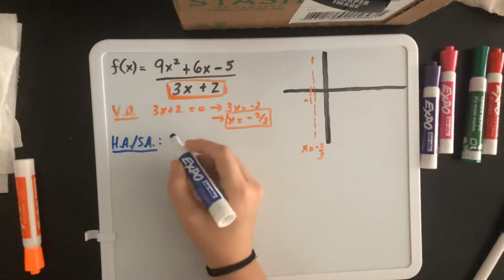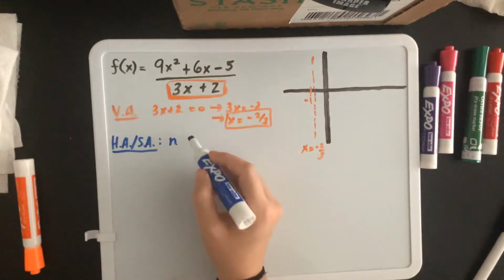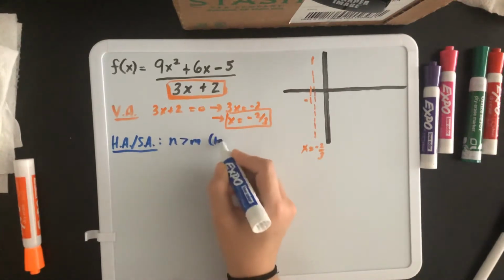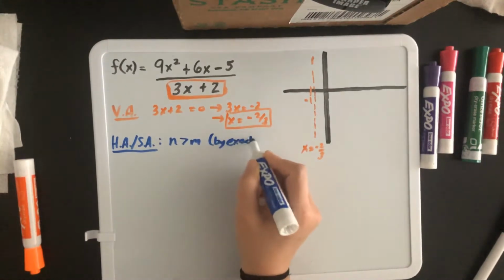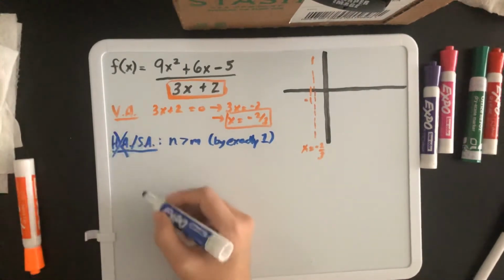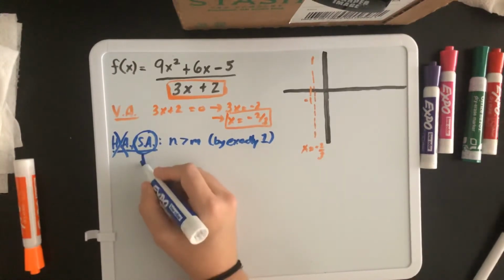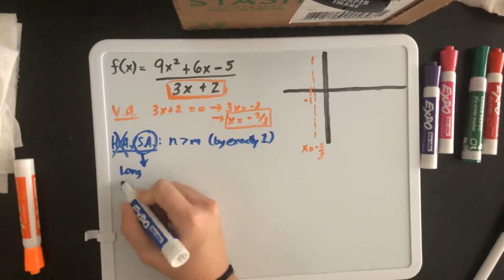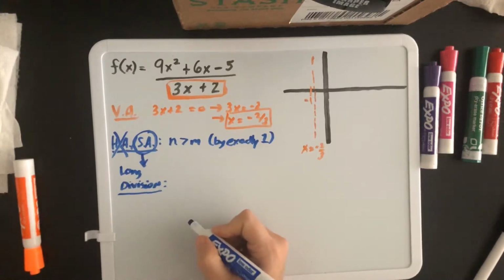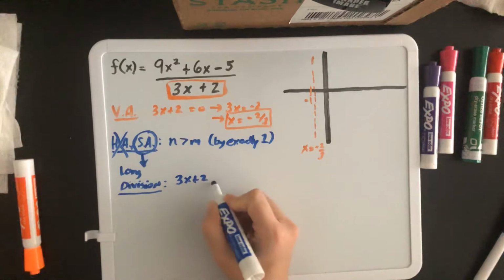The way I think I put this in the notes was n, the degree of the numerator, in this case is 2, and m, the degree of the denominator, is 1. So here n is bigger than m by exactly 1. If that happens, we do not have a horizontal asymptote, but instead we have a slant or oblique asymptote, and the way we find this is by long division. And I think I have an example in the notes and videos that you can watch if you need more practice with this.